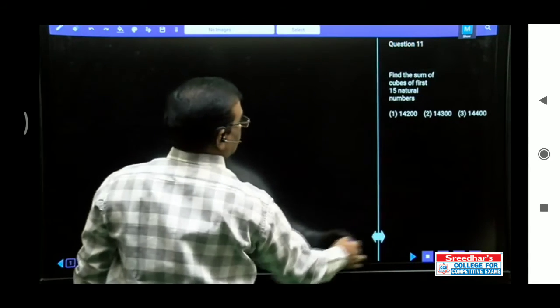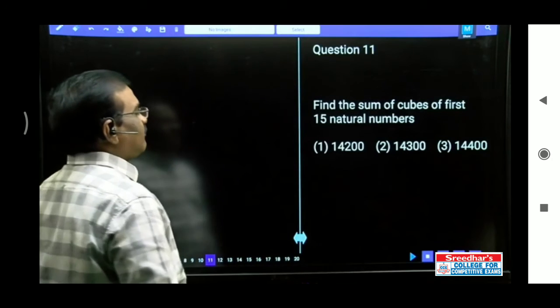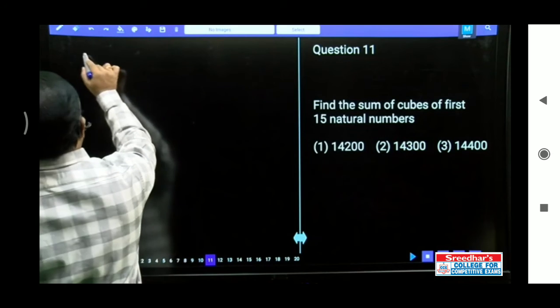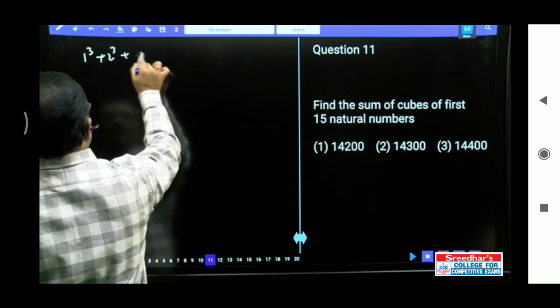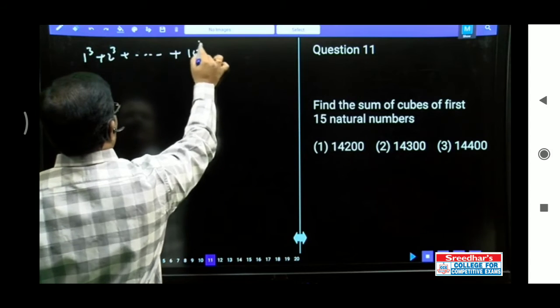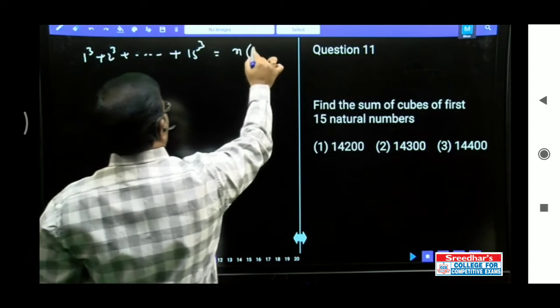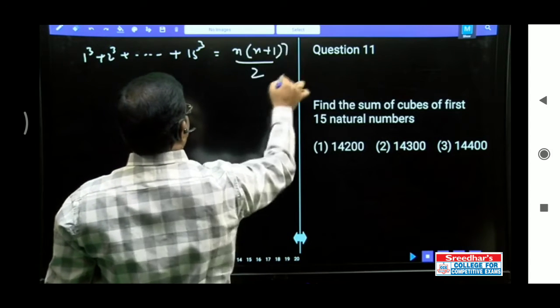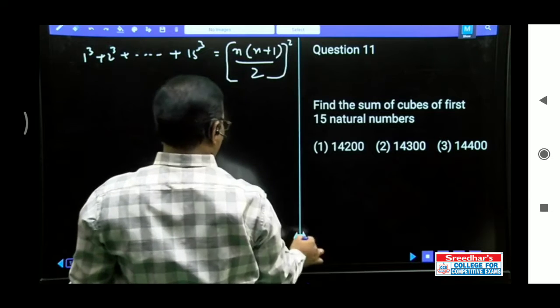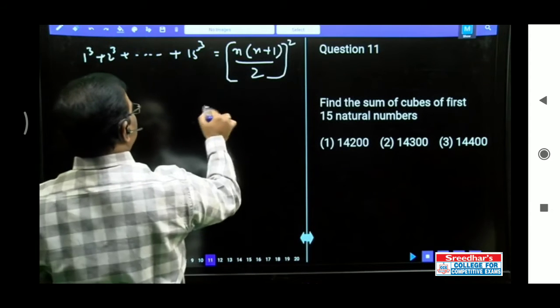Question number 11: find the sum of the cubes of first 15 natural numbers. Find the sum of the cubes అన్నాడు, 1 cube, 2 cube and up to 15 cube అడుగుతున్నాడు. ఫార్ములా వచ్చి మనకి n into n plus 1 by 2 whole square. This is the formula: n square into n plus 1 whole square by 4, అది n into n plus 1 by 2 whole square గా మనం రిప్రజెంట్ చేస్తాం దాన్ని.